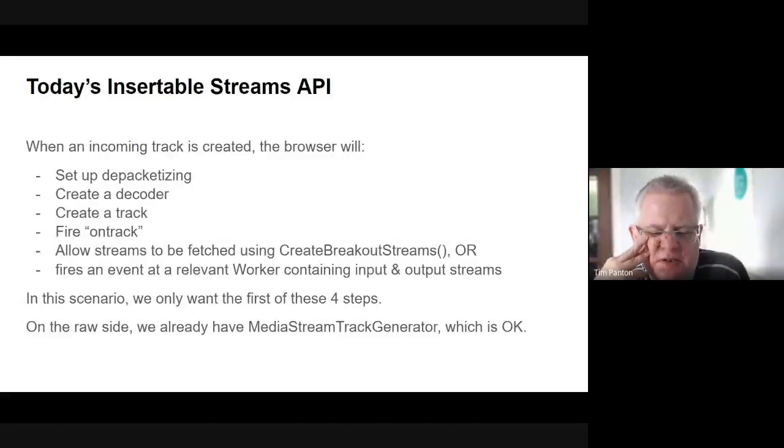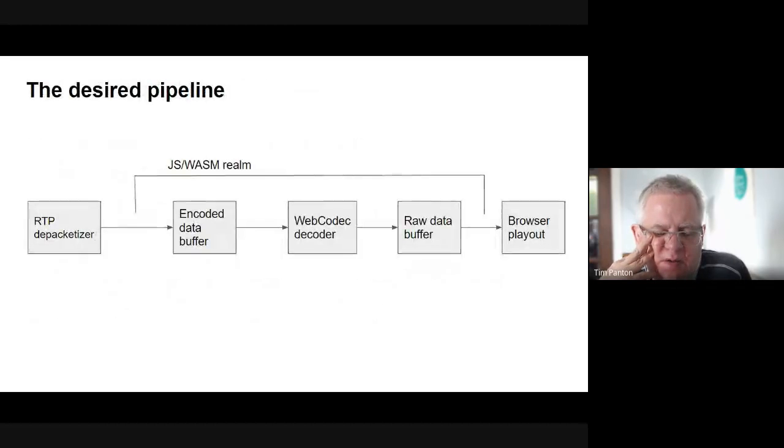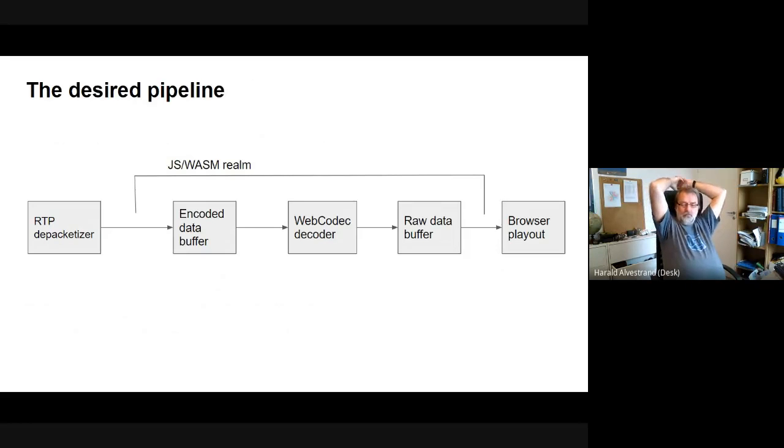So to what extent does just presenting an API that says, hey, turn off all your processing and give me the packets and then feed them into an audio worklet, to what extent does that solve the problem? Well, if you can live with doing the jitter buffer part on decoded data, it works. The reason why there are three boxes and not just one box in this picture is because we want to do the jitter buffer part on the encoded data side.